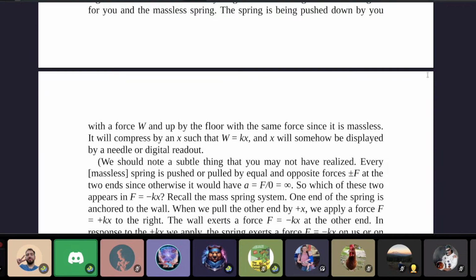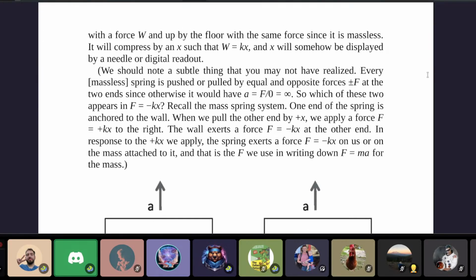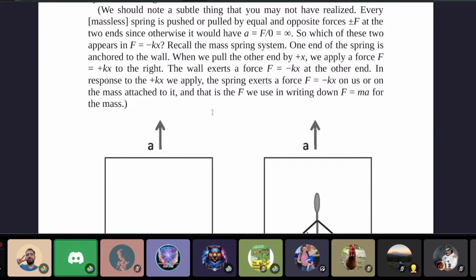The spring is being pushed down by you with a force W and up by the floor with the same force since it is massless. It will compress by an X such that W, the weight, equals Kx, and X will somehow be displayed by a needle or digital readout. We should note a subtle thing that you may not have realized. Every massless spring is pushed or pulled by equal and opposite forces, plus or minus F at the two ends, since otherwise it would have acceleration equals F over 0 equals infinity.